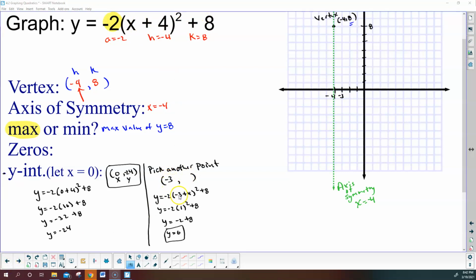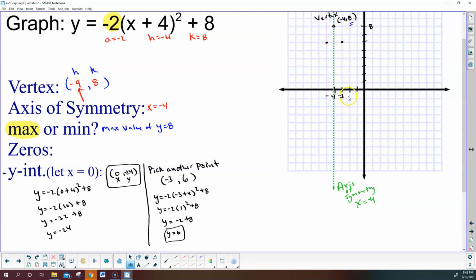Plugging negative 3 into the original function gives me 1 squared times negative 2 plus 8, and I get 6. Much friendlier point. So let's go over negative 3, up 6, and that will give me one more point of my parabola. And notice I'm 1 unit away. As soon as I plot that point, I can reflect it over and go 1 in the other direction.